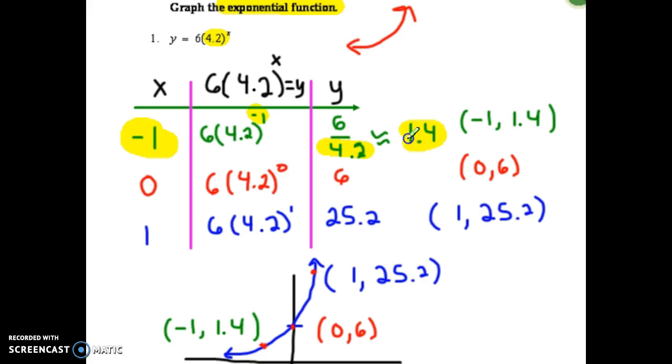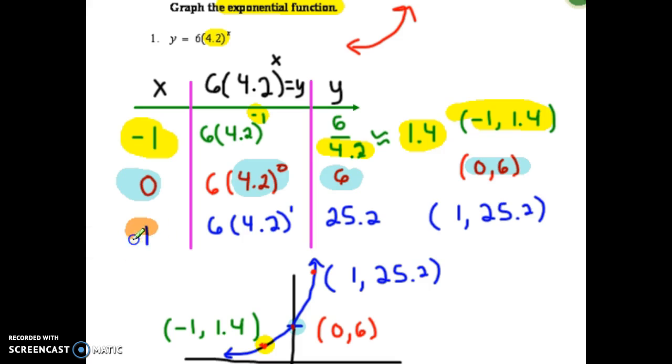So that's how I got 1.4. So here's my first ordered pair. So I plot that on the graph. My next point, I always pick 0. Anything to the 0 power is 1. That's how I got 6. So I have the ordered pair 0, 6, and plot it on the graph.